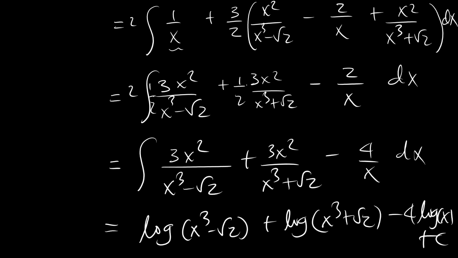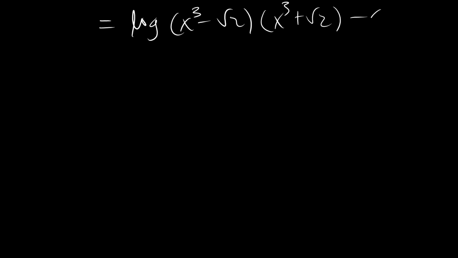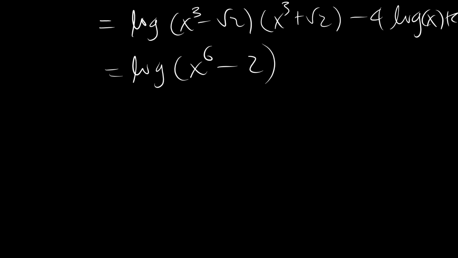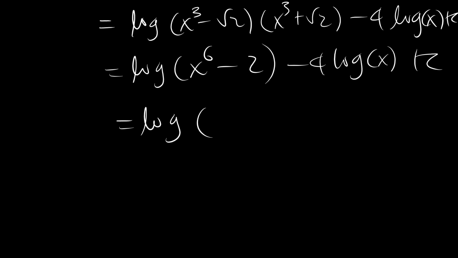Okay. And so this becomes natural logarithm of x to the 3 minus root 2 times x cubed plus root 2 minus 4 log of x plus c. So this is log of x to the 6 minus 2 minus 4 log of x plus c, which is log of x to the 6 minus 2 divided by x to the 4 plus the integration constant.